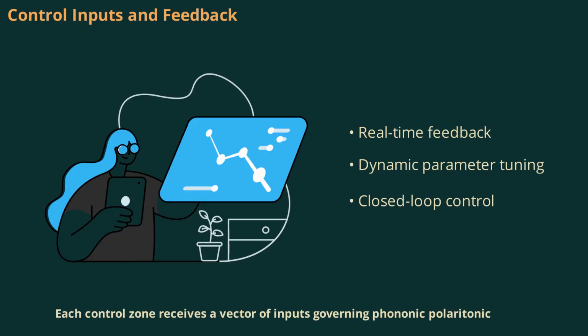Each control zone receives a vector of inputs governing phononic, polaritonic, and plasma parameters. Feedback loops monitor curvature, phase, and resonance, adjusting control signals in real time. This closed-loop system allows the craft to respond dynamically to both internal and external changes, maintaining optimal performance.